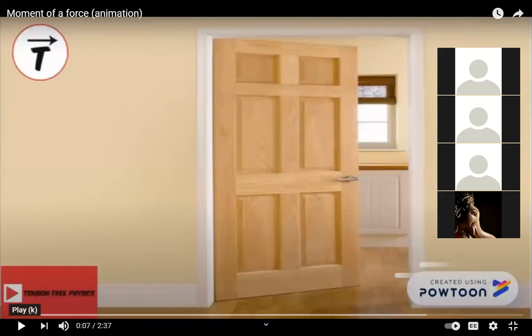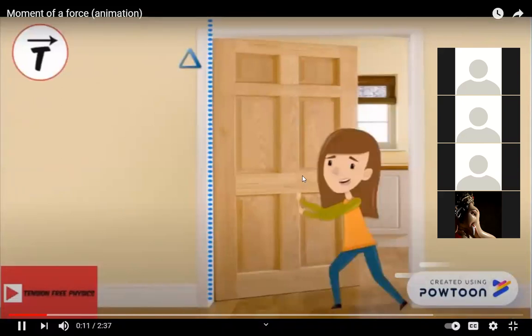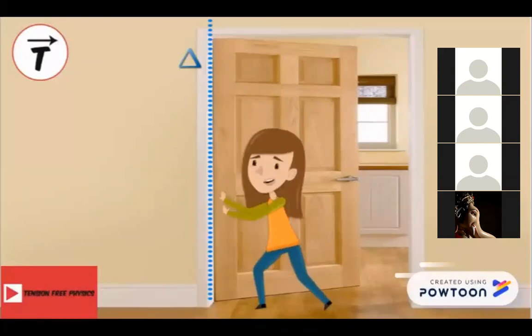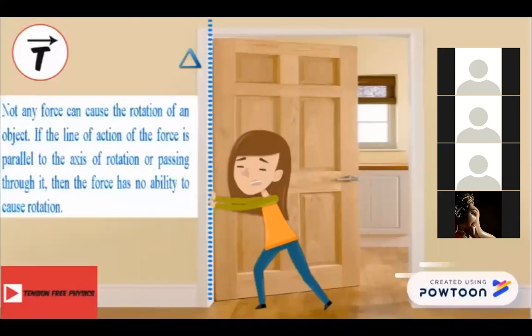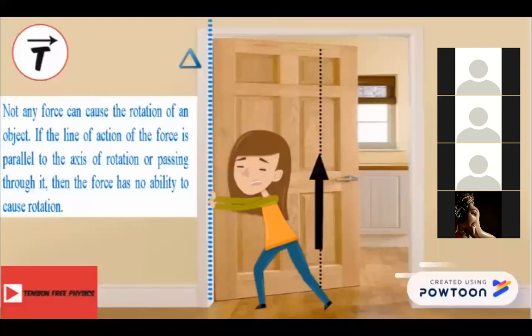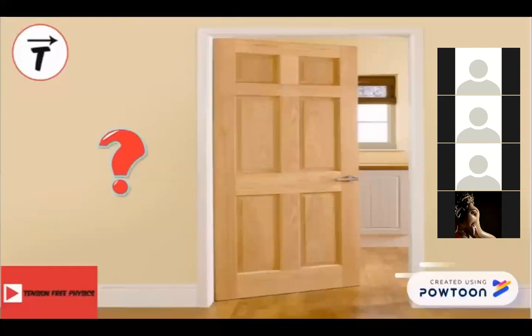It rotates about a fixed axis delta passing through its hinges. If we try to push the door, not any force can cause its rotation. If the line of action of the force is parallel to the axis of rotation or passing through it, then the force has no ability to cause rotation. So how can we open or close the door?